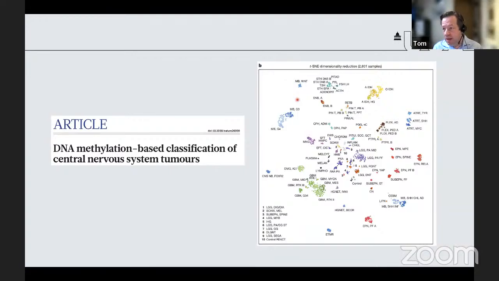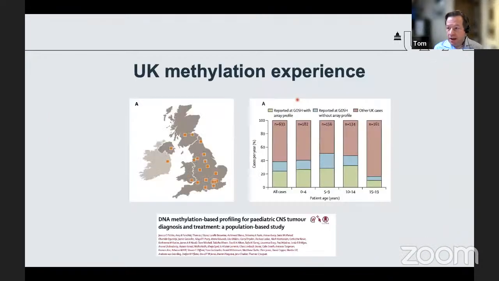And they've developed an algorithm where you can take your DNA methylation data, and it will tell you which of these tumors in the classifier it most looks like. So you can't diagnose something it hasn't seen before, and it gives a statistical score out of one of how likely or how confident it is that that's the right diagnosis. So we want to look at how that was implemented for children's tumors. And this is just to give you an idea of the data that we had.